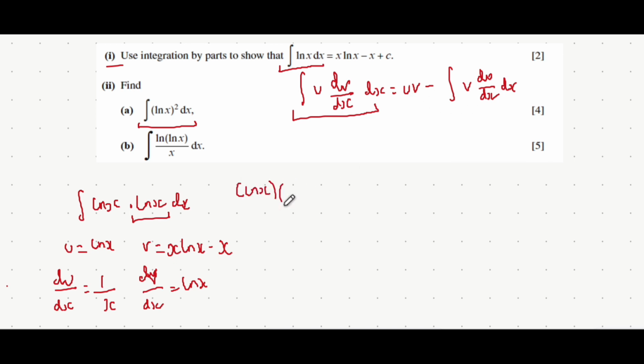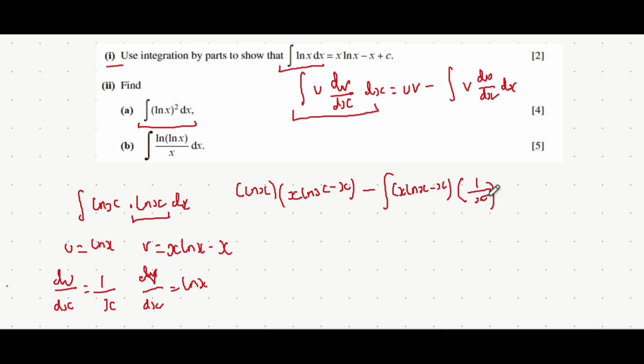Making that match the right hand side of the equation now, we have u, which is ln x, multiplied by v, which is x ln x minus x, sorry, I'm repeating ln so many times in this video, minus the integral of v multiplied by du dx, which is all of this multiplied by all of this. Let's write this out. Hopefully you spotted something that helps you simplify this multiplication, but I'm just going to write it out in case you haven't.